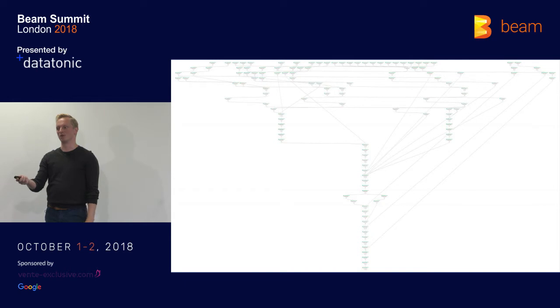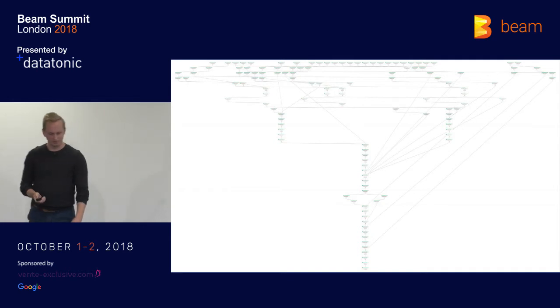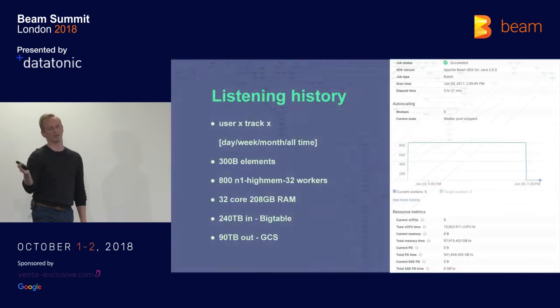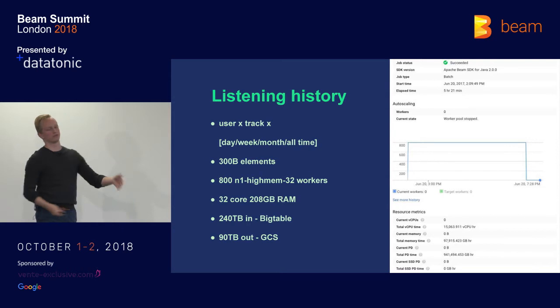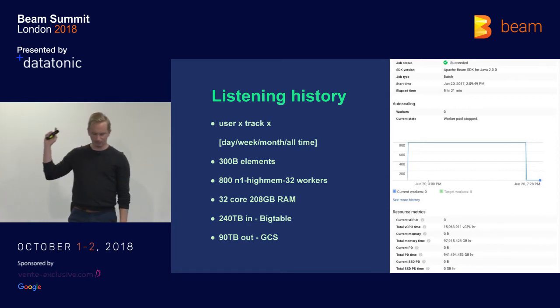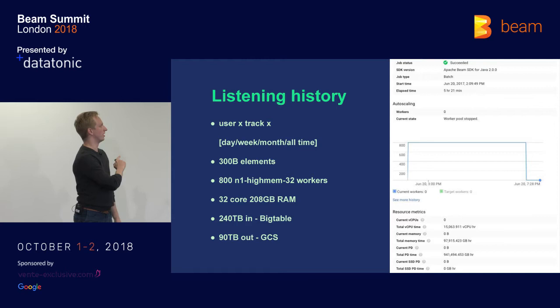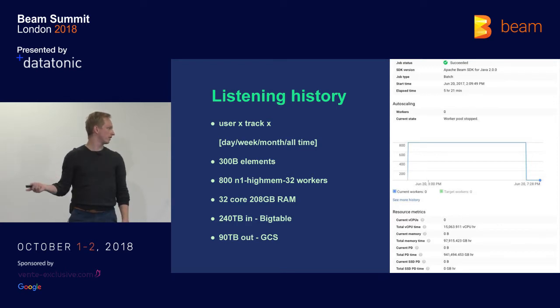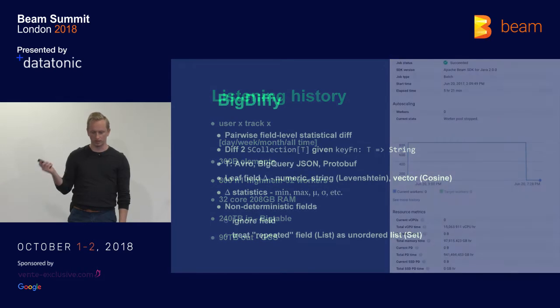The question was, are there bugs? No, of course not. Listening history, so that's like generating your listening habits. So it says like, that user has listened to that song 5 times in the current month, that kind of thing. It's got 240 terabytes of data from BigTable, turned that into 90 terabytes on GCS. So that's a pretty big job.